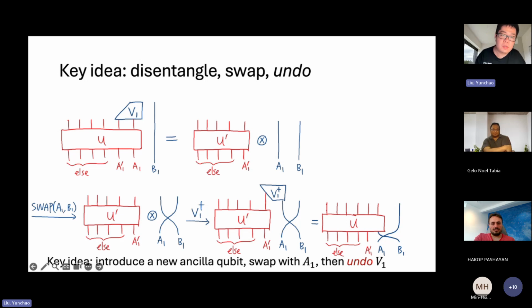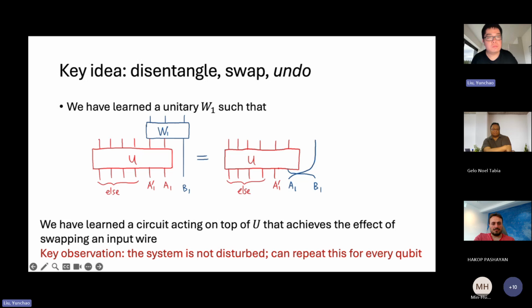If we summarize everything that we have done so far, it's in this picture. So we have learned a unitary, let's call it W1. This W1 has three parts: some local inversion, some swap, and the inverse. And we know that this learned unitary W1 achieves the effect shown in this picture, where if we apply W1, it achieves the effect of swapping an input qubit. So in the new picture on the right-hand side, now the ancilla qubit B1 becomes the effective input, and the original input qubit A1 is disentangled.